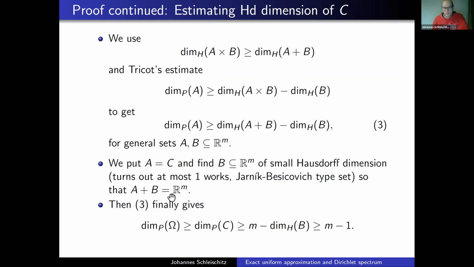plus some construction which I didn't talk about in detail here. But basically you get this B will be a set of very well approximable numbers. That's why, by this Jarník-Besicovitch type results, it will have a small dimension. Okay, so that's the proof of the first theorem.